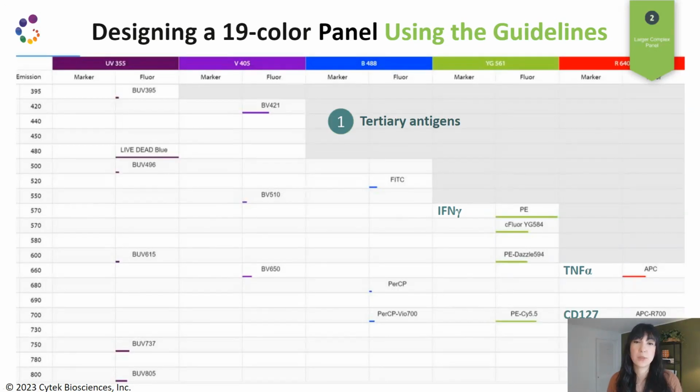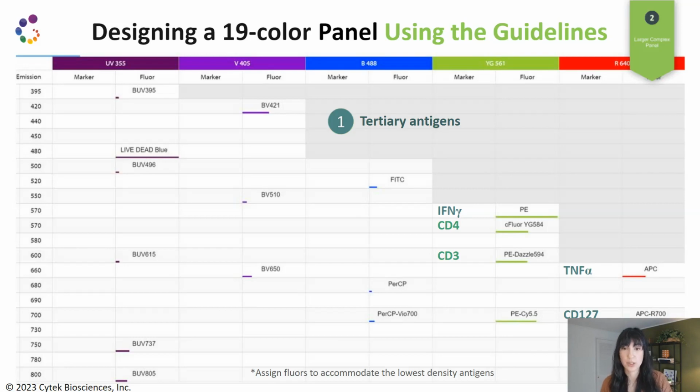So using our panel matrix, we have selected fluorochromes. We're going to start out with our tertiary antigens. We're going to place interferon gamma, TNF alpha, and CD127 on bright fluorochromes. Remember how we have the bar underneath the fluorochrome indicating the bright fluorochromes, so PE, APC, and APC R700. Then we want to pair our special two, the CD4 and CD3, with fluorochromes to accommodate those low density antigens. It's really important to accommodate the tertiary antigens, so we're going to pair very bright fluorochromes.